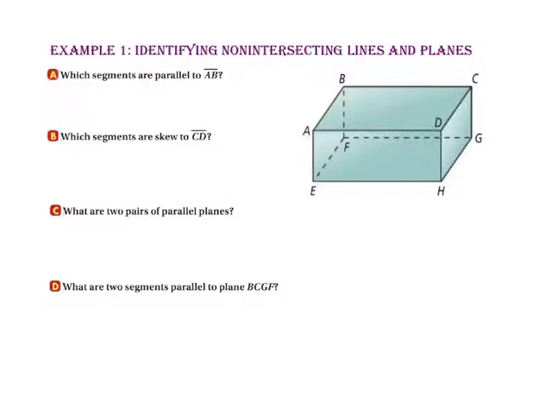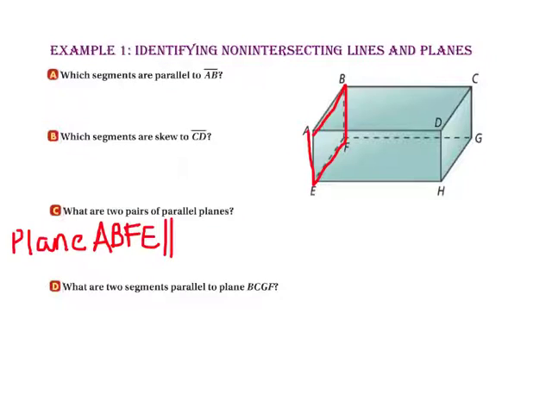For part C, we want two pairs of parallel planes. So we can have the front and the back as one pair, the left and the right as one pair, or the top and the bottom as one pair. So let's just choose. How about we start with the left and the right? So the left plane would be plane ABFE, and it is parallel to plane CDHG.